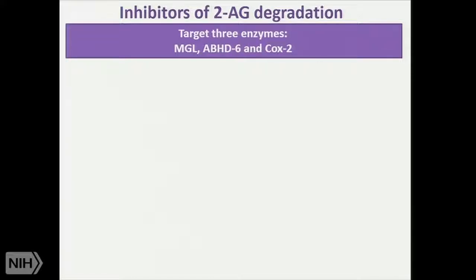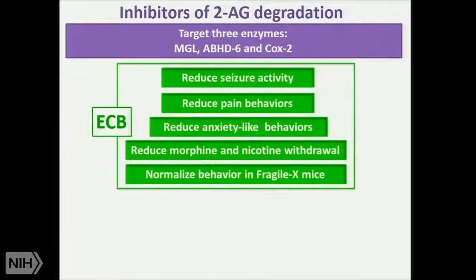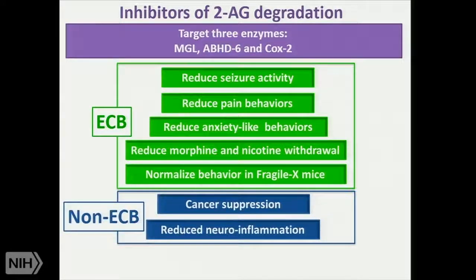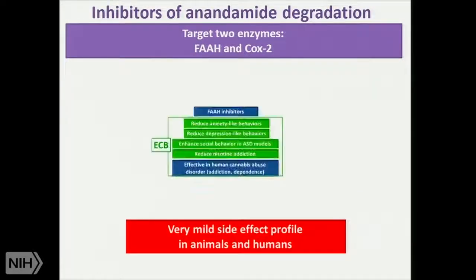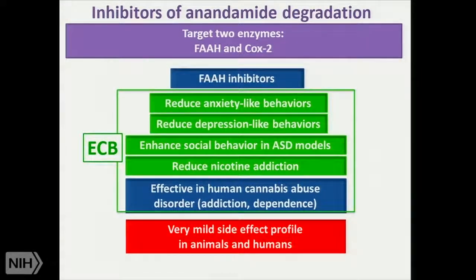This can be done by using inhibitors of 2-AG degradation, which target three main enzymes. They're called monoacylglycerol lipase, as Dr. Cravatt described, ABHD6 and COX-2. These compounds have been shown in animal models so far to do a number of interesting things, which are listed here. These compounds also have non-endocannabinoid functions, which include cancer suppression and reduced neuroinflammation, with relatively mild side effects.